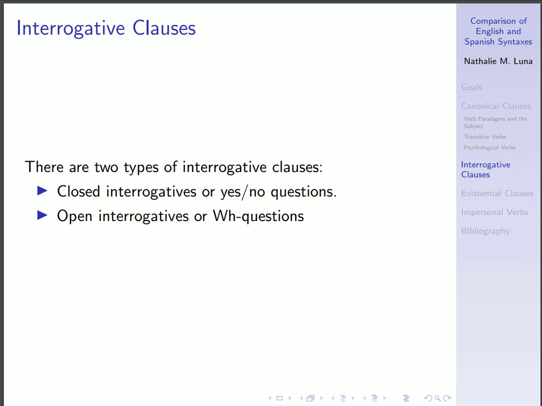The next type of clause that we're going to look into is interrogative clauses. So there are two types. There's closed and open interrogatives. Open interrogatives are usually more interesting because they're more complicated. But in this case, since we're comparing Spanish and English, there are more interesting comparisons to be made in closed interrogatives, or yes or no questions.